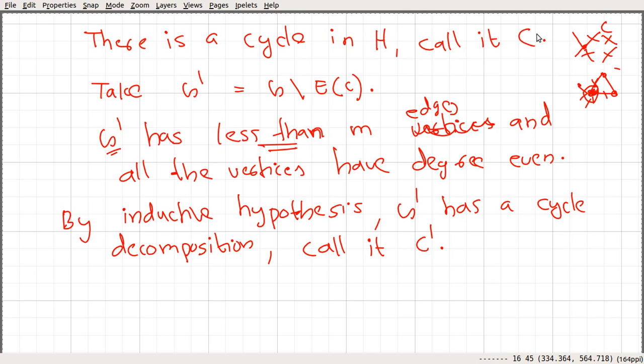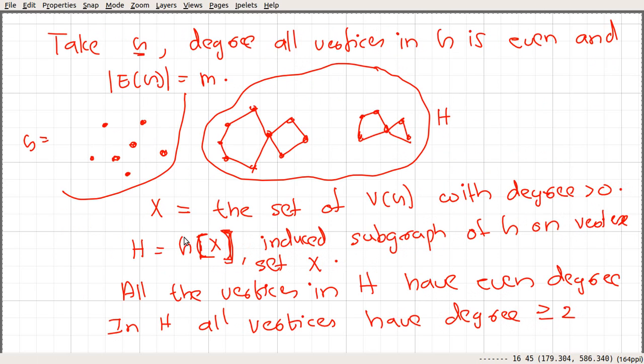Now we have this C and this C dash. C is just a cycle, and this C dash is a family of cycles. C dash corresponds to a cycle decomposition for G dash. What we are going to do is use this C and C dash. Now we can see that we can build a cycle decomposition for our graph G.